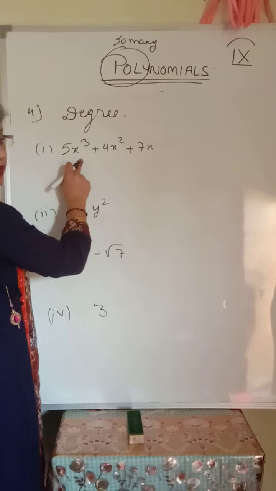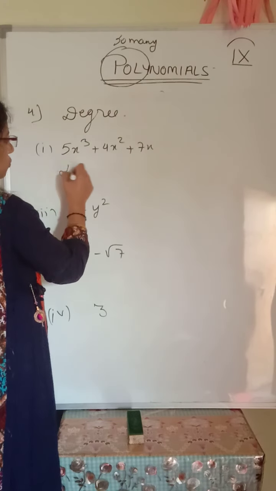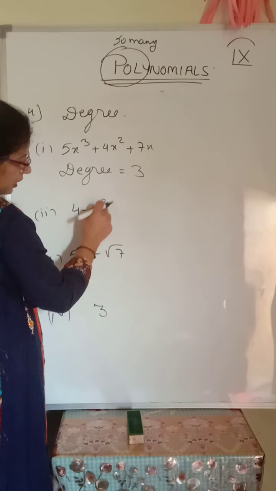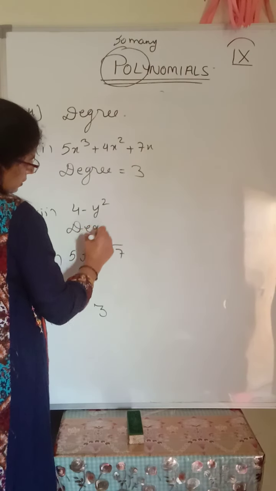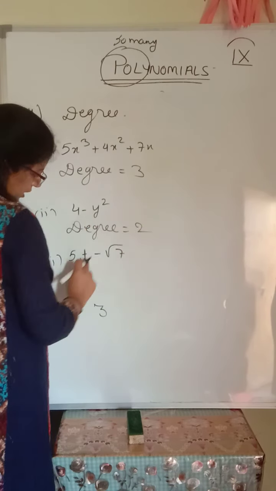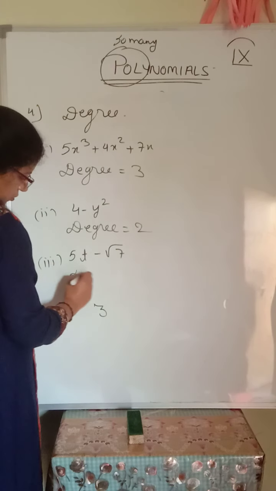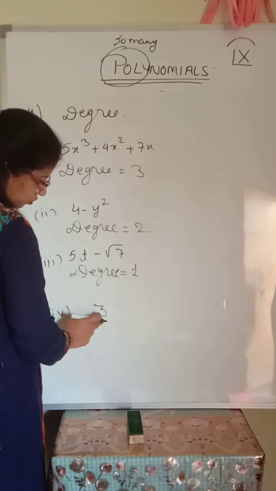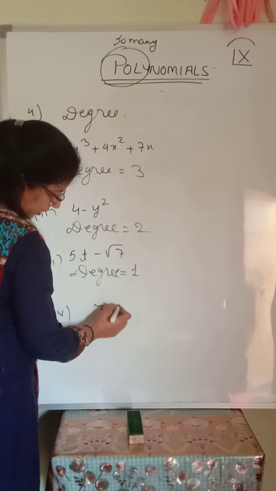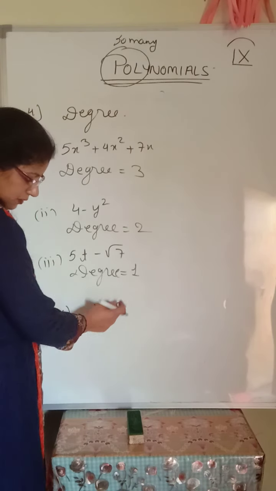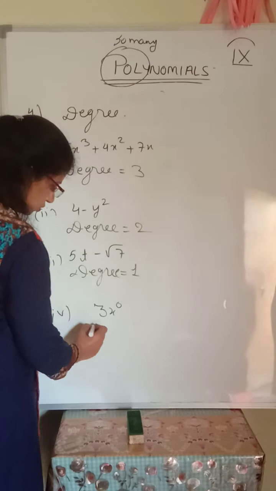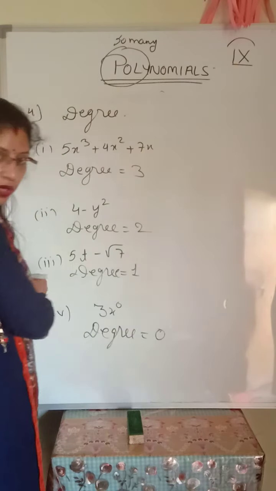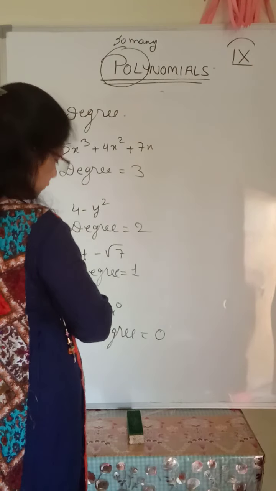So see the highest power of the variable. It is 3, so the degree of this is 3. Highest power is 2, so degree is 2. Highest power of variable is 1, so degree is 1. There is no variable here. If I write the variable, I should write it with power 0, so 3 into 1 is 3 only. So the degree is 0. Okay. Let me go to the fifth question now.